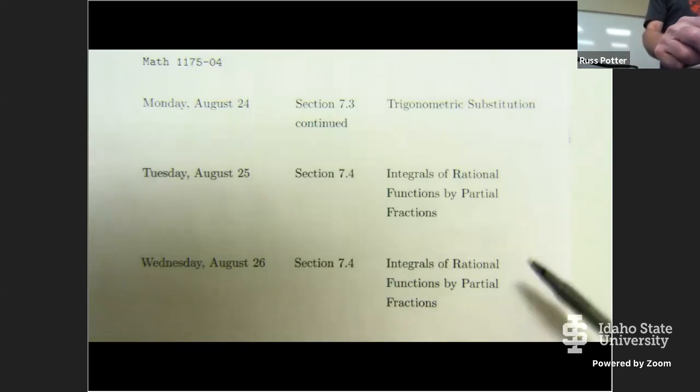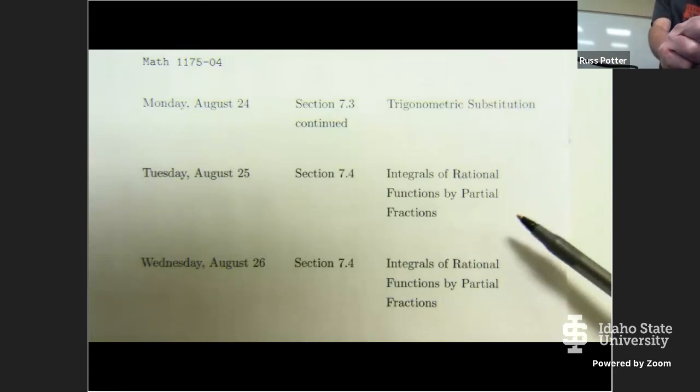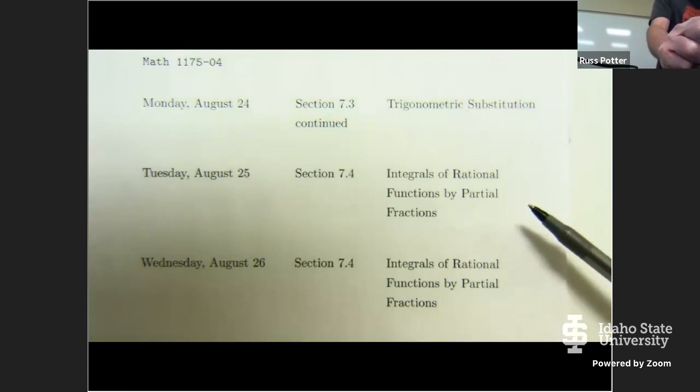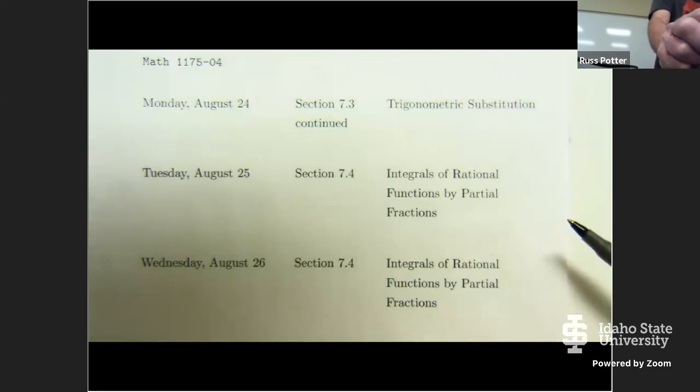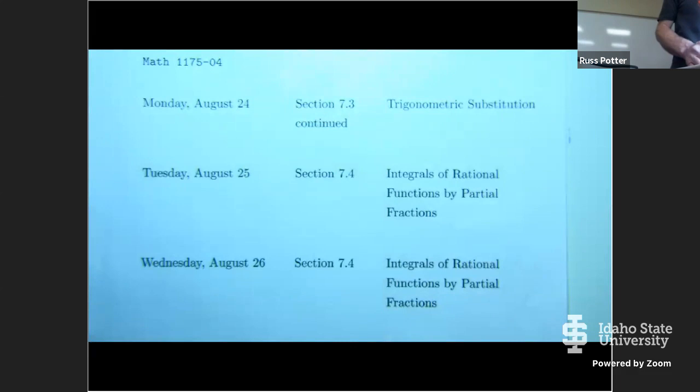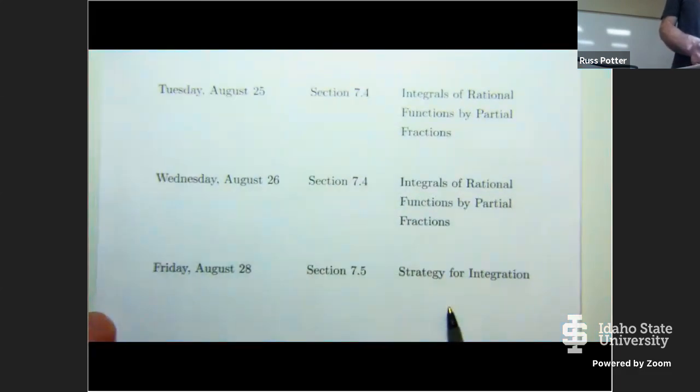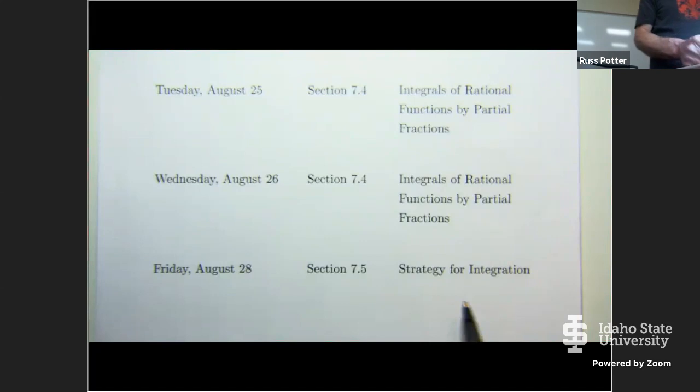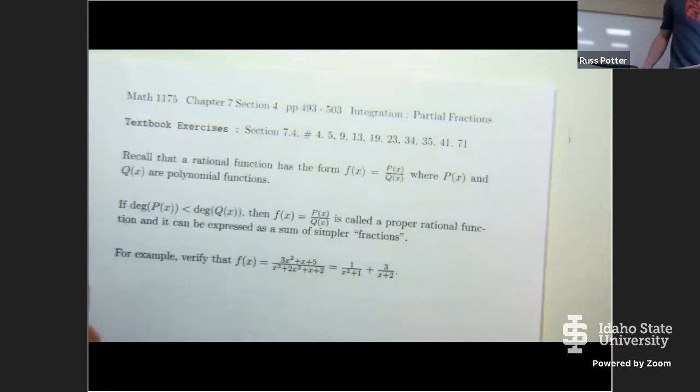Today and tomorrow we'll be in section 7.4 on integrals of rational functions by the partial fractions method. Then on Friday, section 7.5 is strategy for integration. So it'll be a review of the methods that were discussed previously. Okay, so let's go ahead and start section 7.4.